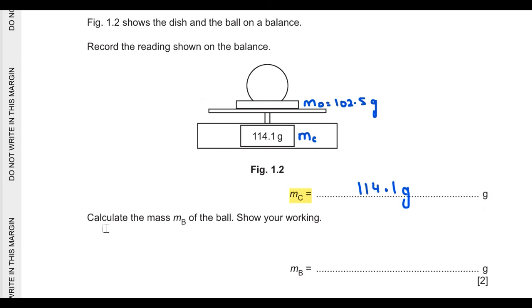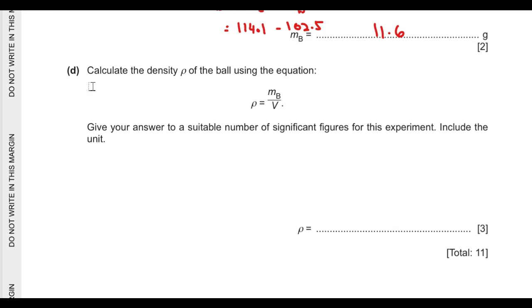Next part says calculate the mass MB of the ball and show your working. The question has provided us the combined mass and the mass of the dish, and we need to calculate the mass of the ball. To get the mass of the ball, which is MB, we can subtract MD, the mass of the dish, from MC, the combined mass. Let me put the values in this equation. MC is 114.1 and MD is 102.5. By subtracting these two values, we'll get the mass of the ball, which would be 11.6 grams.